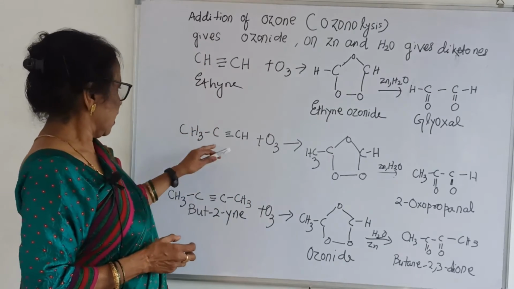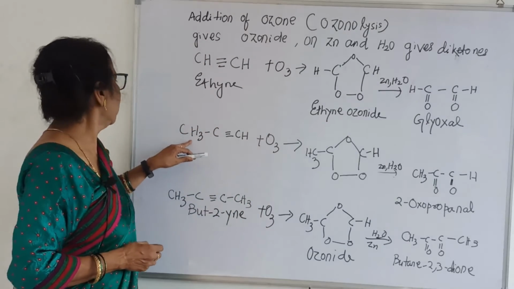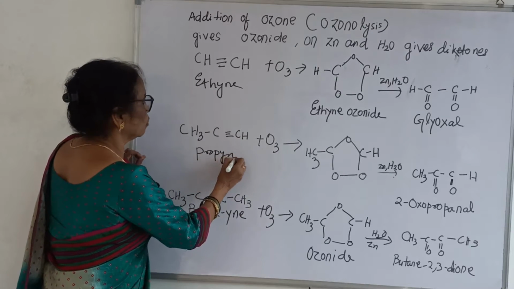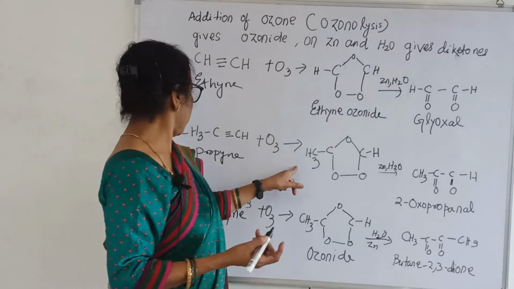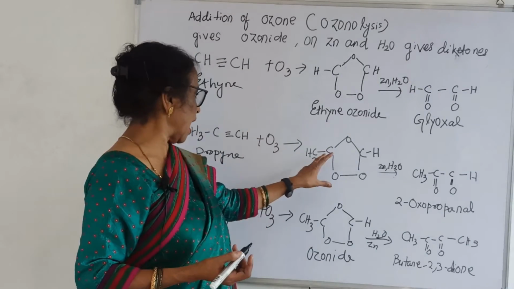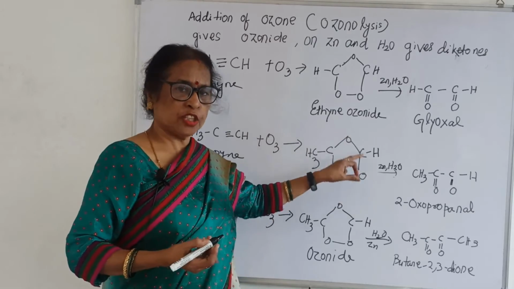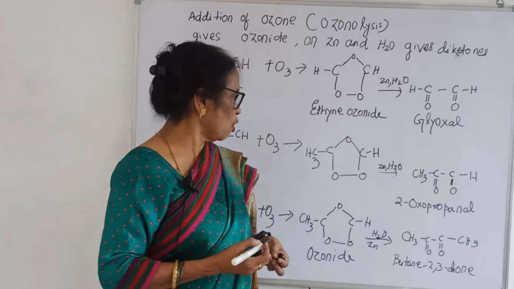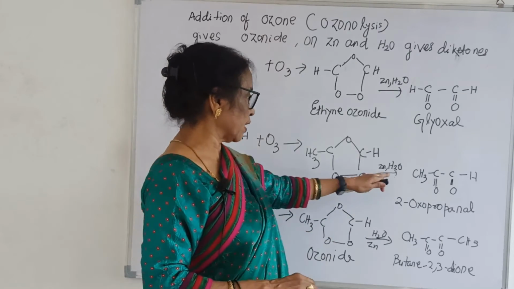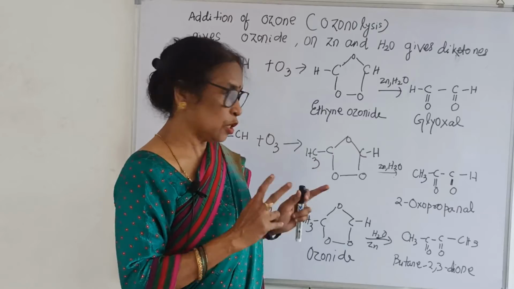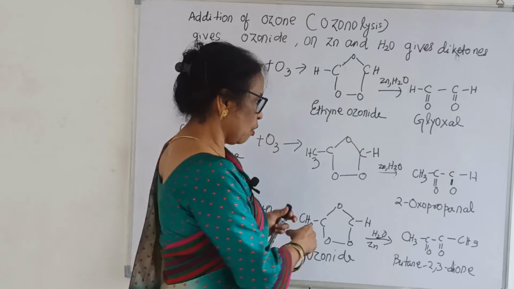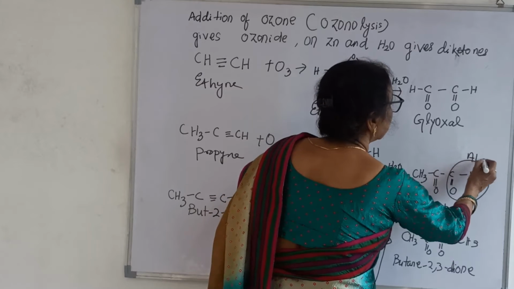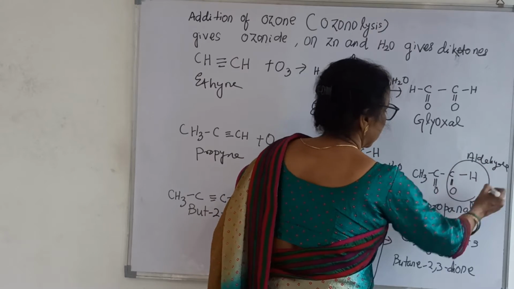Here again you see this is called propyne. Propyne when reacted with ozone gives propyne ozonide. This is propyne ozonide, CH3 remains as it is. Here the three oxygens remain, and this side is CH. So it is easy to know, easy to remember. Now with zinc and water, it gives C double bond O. This acts as an aldehyde group, known as nal.